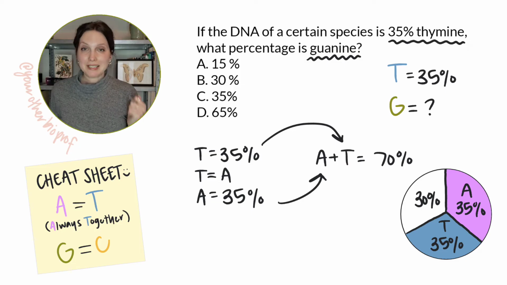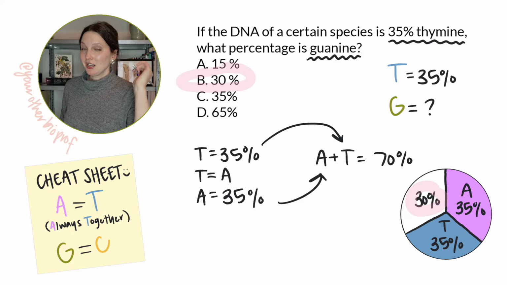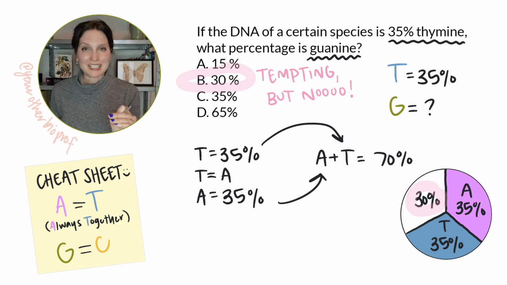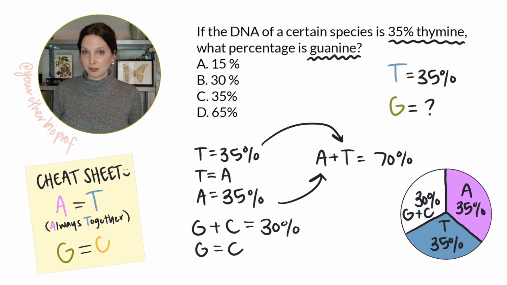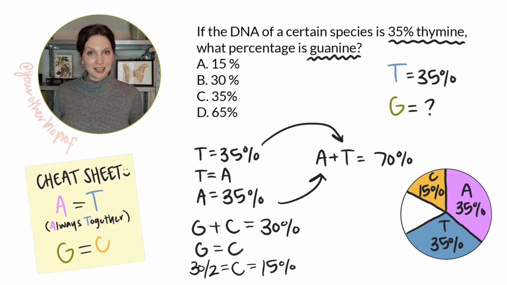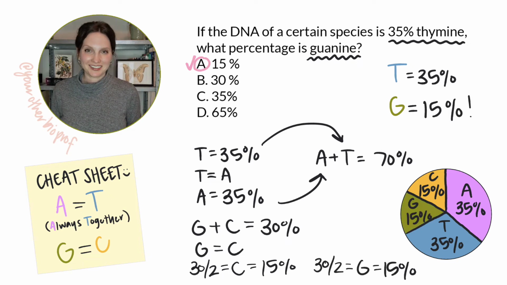And this is the number one mistake that I see students make. You see that 30%, you're tired, you rush, you pick 30% as the answer and you move on, but no. There's one more tiny step. Remember, that 30% represents the amount of guanine and cytosine, right? G equals C. And those together are 30%. That means that C is 15% and G is 15%.